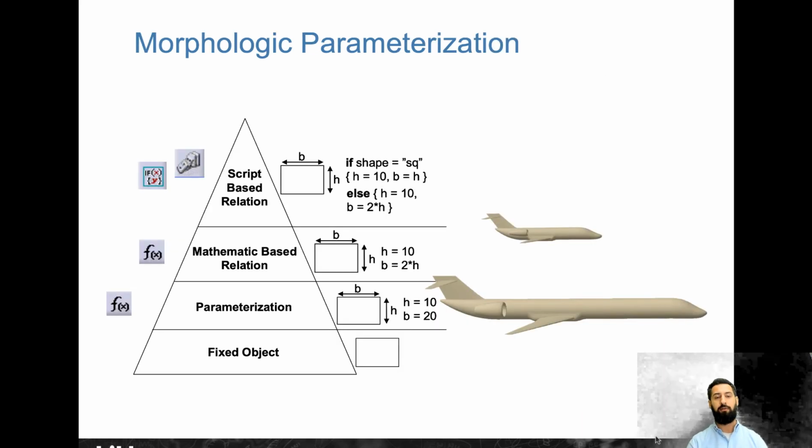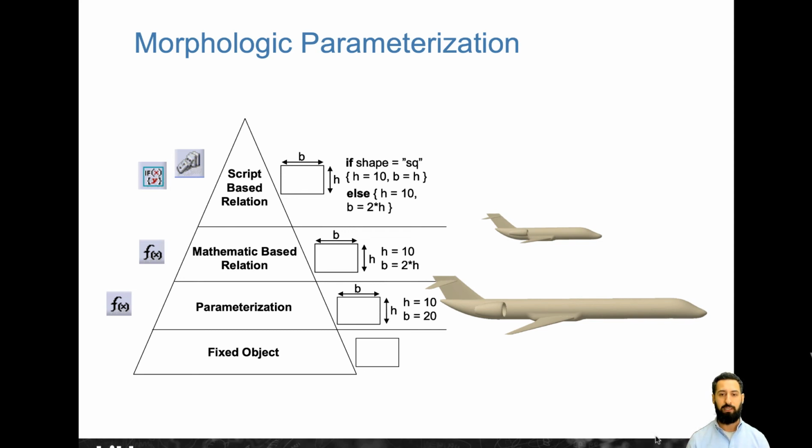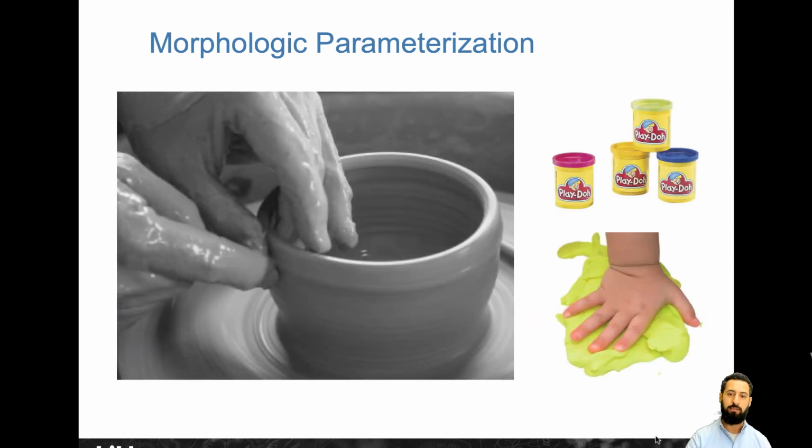And here there are two types of automation methods that we are using. One is called morphological parameterization. This is just to change the shape of a geometry by applying either mathematics-based parameterization or script-based relations. You can change the shape of a geometry. It's kind of like dough.